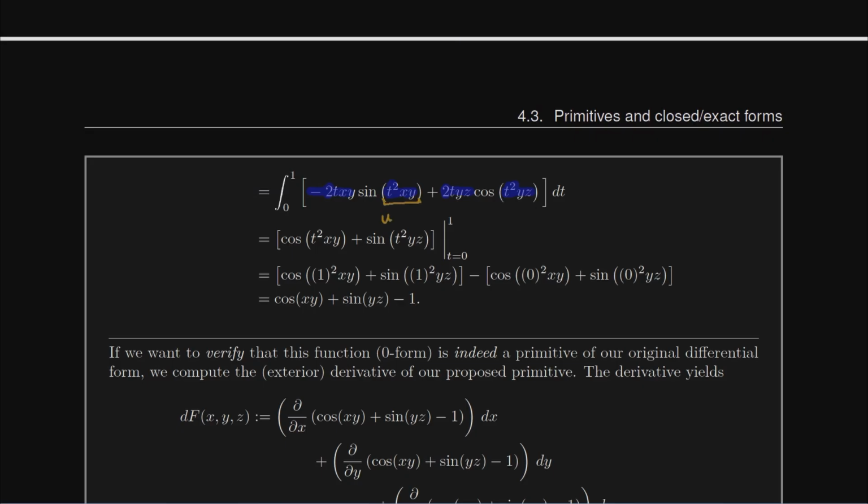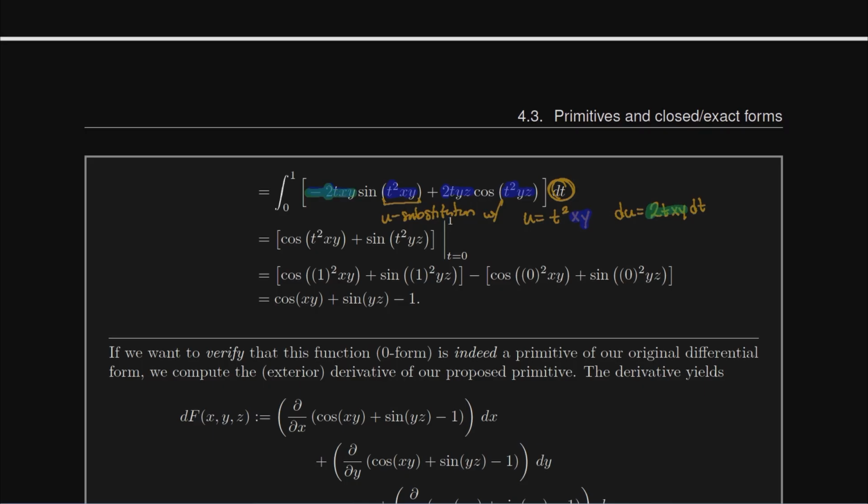Let's run a u substitution with u equals t squared xy. That makes du equal, well, we're only integrating in the dt variable, right? So I'm only thinking about du. x and y are going to be considered constants here, so I'm just doing the derivative in the t variable. That's 2txy dt. Lo and behold, that's exactly what I have out front, 2txy.